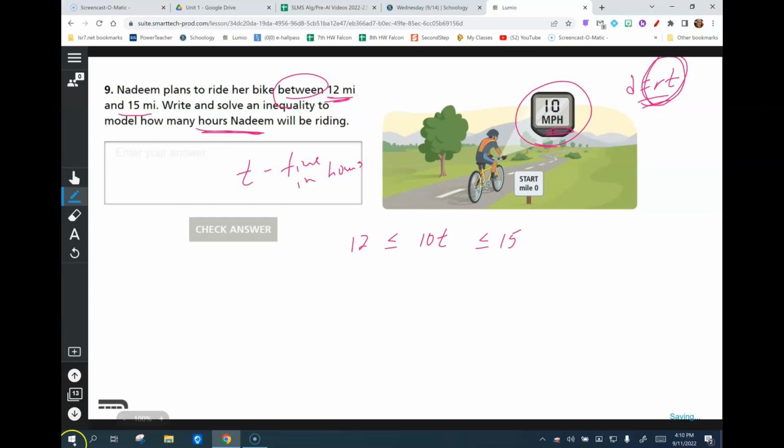So now we're going to solve this. Go. So hopefully you made your lines and knew that you had to do it for all three of the areas. You divide by 10, and so you got 1.2 is less than or equal to t, which is less than or equal to 1.5. So how many hours? Between 1.2 and 1.5 hours is how long she will be riding.